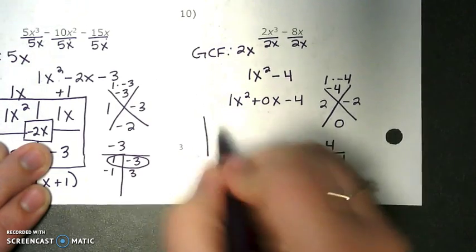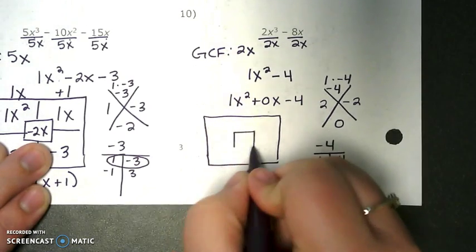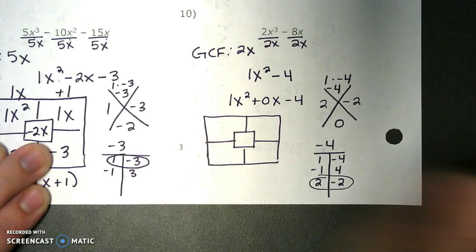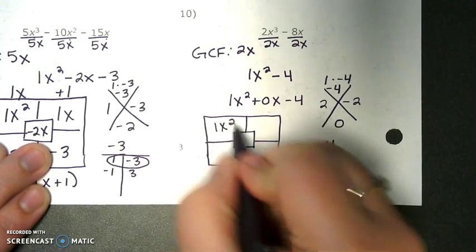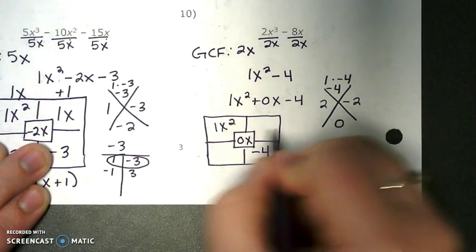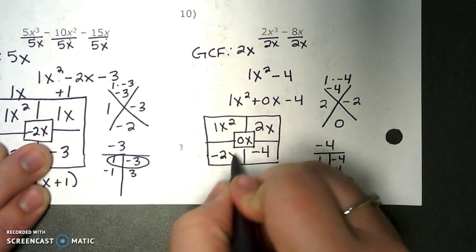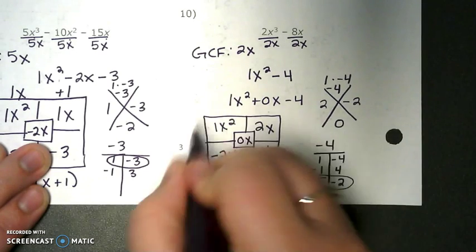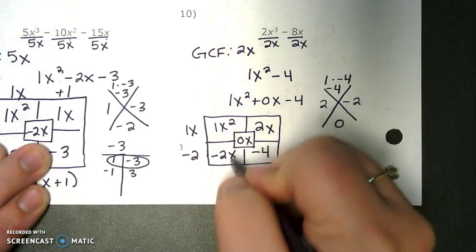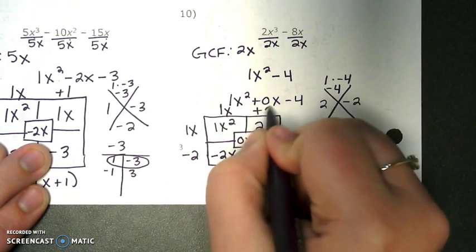We're going to build our box. Now we write 1x squared, 0x in the middle, and negative 4. Fill in our numbers. 2, negative 2, attach your x's. GCF at the top is 1x. GCF at the bottom is negative 2. GCF of the first column is 1x. GCF of the next column is positive 2.